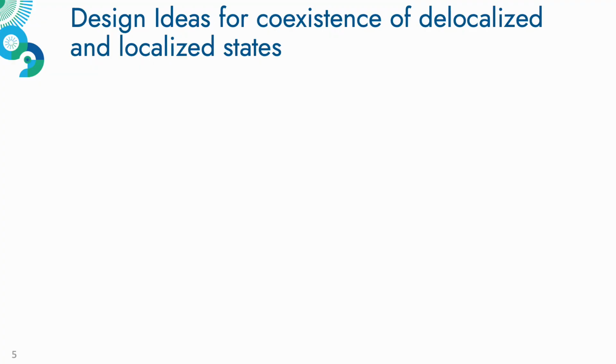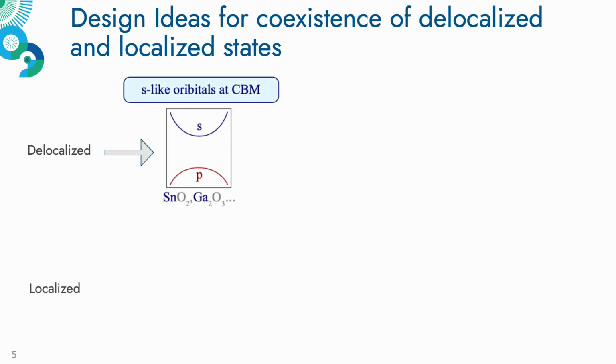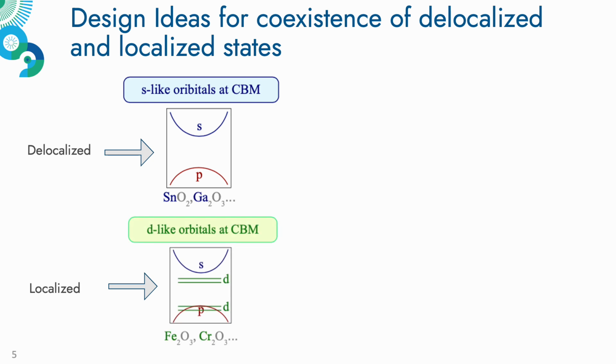Now let's look at our design ideas. We want to have both delocalized states and localized states. The delocalized state here refers to free electrons in the conduction band, such as the CBM of tin oxide and gallium oxide. And the localized state is usually shown in transition metal oxides, where the metal cations have unfilled d orbitals. How can we combine the two to create coexisting localized and delocalized states?